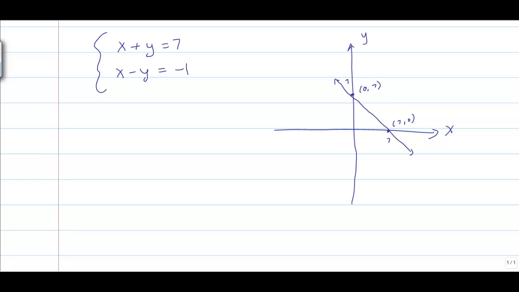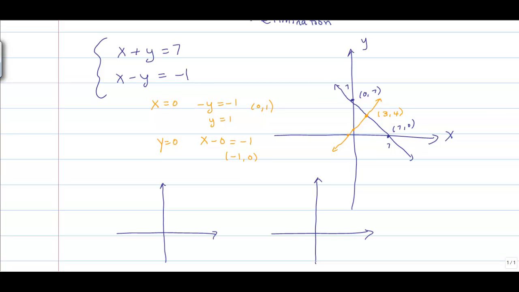For the second equation, let me write this one out. If x is equal to 0, negative y is equal to -1, or y is equal to 1. So that's the point (0, 1). If, however, y is 0, then we see that x would be equal to -1, or that would be the point (-1, 0). I would connect the dots, and if I had better graph paper, I could see that this point of intersection is the point (3, 4), and that's the solution we just verified.